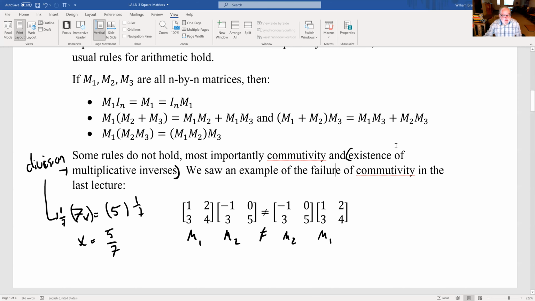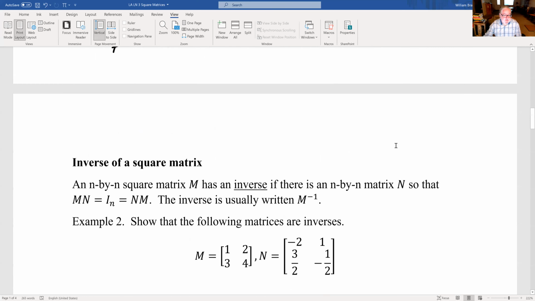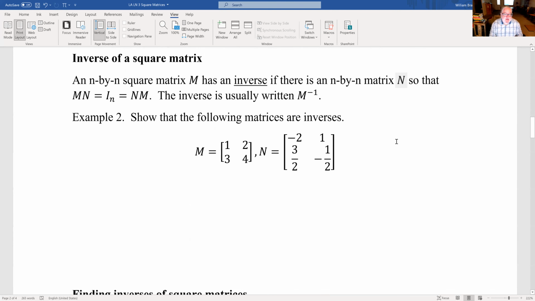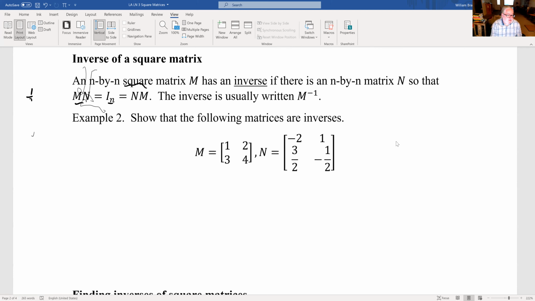Not all matrices have inverses, although some do. An inverse for a square matrix, and you have to be a square matrix to have an inverse, is another square matrix of the same size, so that when you multiply them together, you get 1. Again, like 1/7 times 7 equals 1. A multiplicative inverse means when you multiply them together, you get the identity. So these two are inverses.